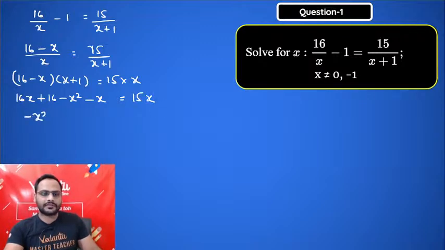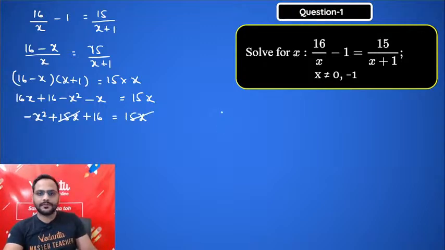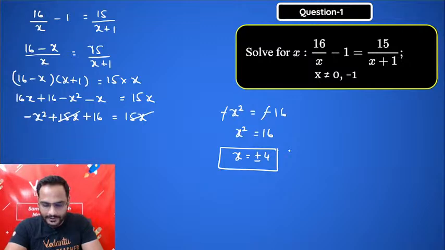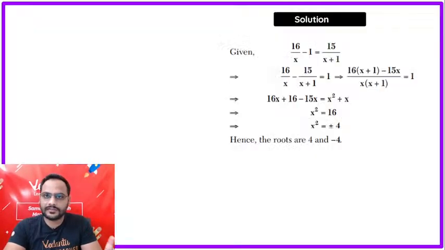So minus x square, 16x minus x will be plus 15x, and here plus 16 equal to 15x. This cancels with this. You get minus x square, and shifting 16 over there it becomes minus 16. So x square is equal to 16, and you can say x will be equal to plus or minus 4. Pretty easy question, right? Easy, because it's a 3 marks question. It won't be much lengthy, easier ones.